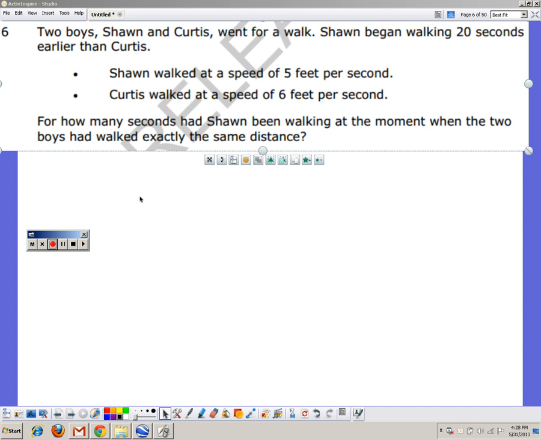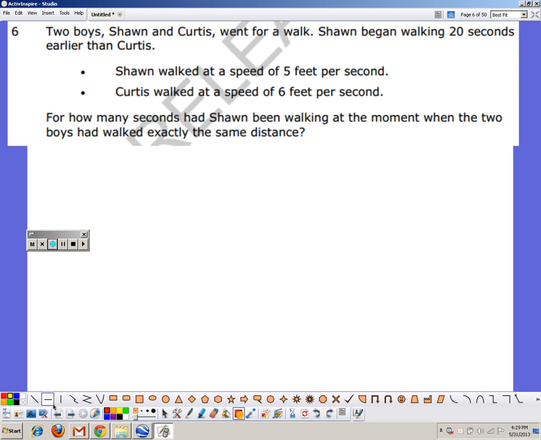Number 6 begins the short answer part of the non-calculator part of the EOC. Here we have two boys who went for a walk. You have to be careful at this point where it says Sean began walking 20 seconds earlier than Curtis. Okay? So his time is 20 seconds earlier than Curtis. They tell you Sean walked at a speed of 5 feet per second and Curtis walked at a speed of 6 feet per second.